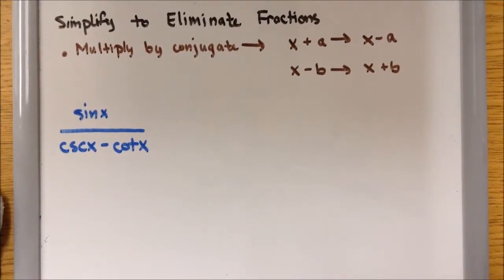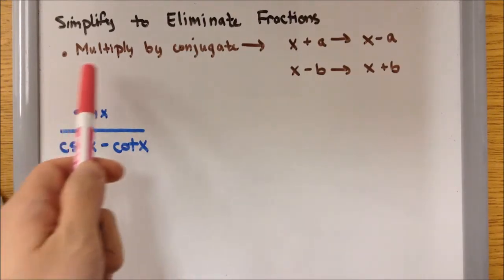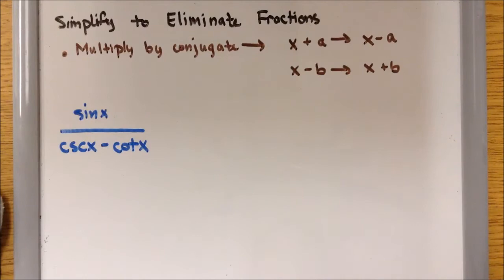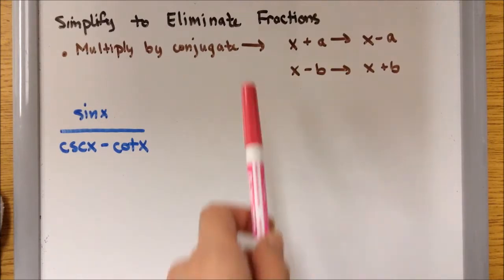Alright, in this next section, it's going to cover simplifying trig expressions to eliminate fractions. When it comes to eliminating fractions, there's a part we covered in Algebra 2, and you will see it again in this class, pre-calc, which is the conjugate. The conjugate ties into the difference of squares.